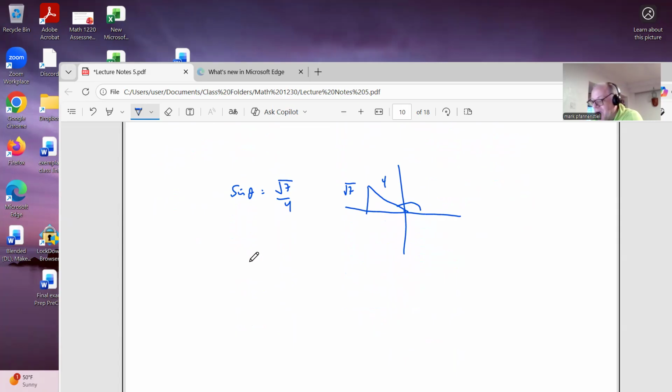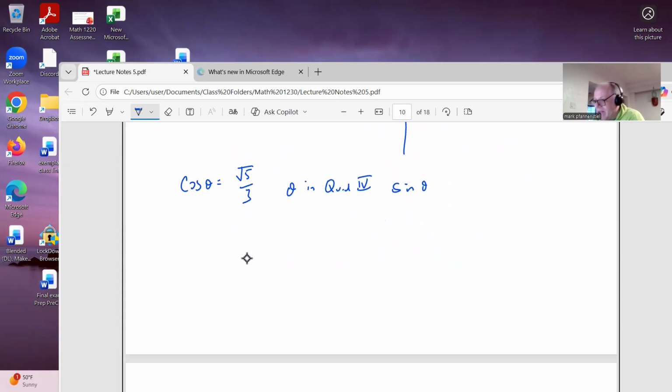So let's see, I have a couple more problems here. How about we say that the cosine of theta is equal to the square root of 5 over 3, and we'll say theta is in quadrant 4. And they want us to find what's the sine of this angle.